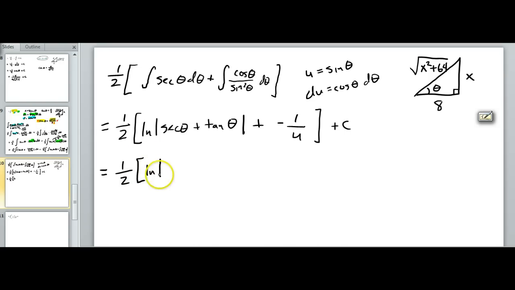And then start back substituting to get us back to our original variable. So natural log secant theta plus tangent theta plus negative 1 over u is negative 1 over the sine. 1 over the sine is the same thing as cosecant. So instead of writing this as minus plus negative, I'm going to write minus, and then instead of 1 over the sine theta, I'm going to write it as cosecant theta plus c.